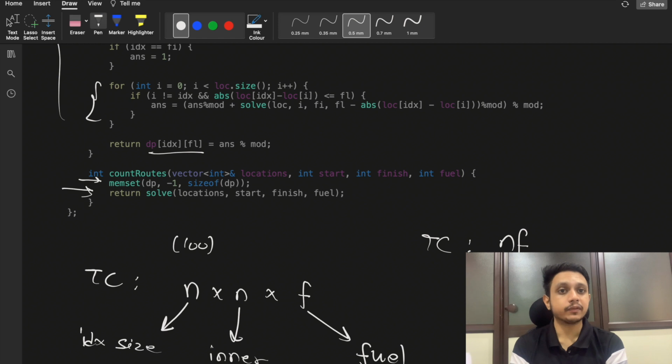So this many different recursive calls we will make, multiplied by n, because in each recursive call we will again run a for loop, right? And the space complexity is n times f plus some recursive stack that we would use.